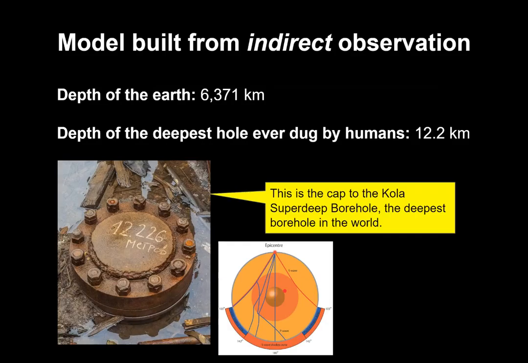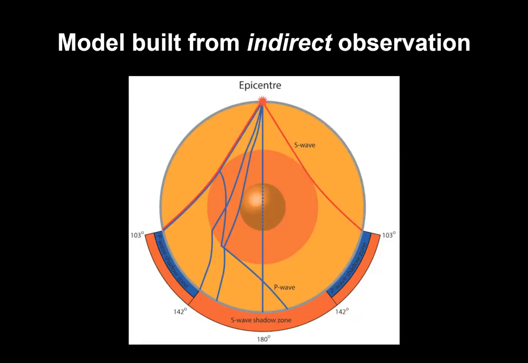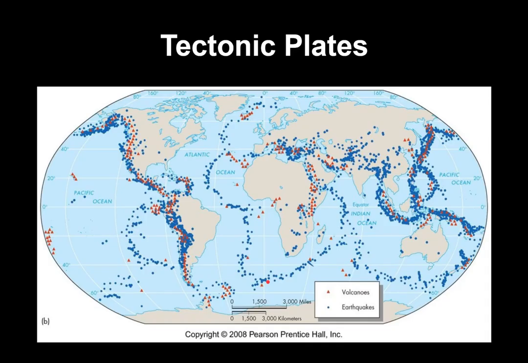I'd like to point out that no one has ever directly observed the interior of the Earth. The radius of the Earth is 6,371 kilometers, and the deepest hole ever dug by humans, the aptly named Kola Super Deep Borehole, reached only 12.2 kilometers into the Earth. Instead, scientists have constructed this model of what the Earth's interior must look like by studying refraction patterns of earthquake waves. Earthquakes and volcanoes also reveal to us the boundaries between tectonic plates.